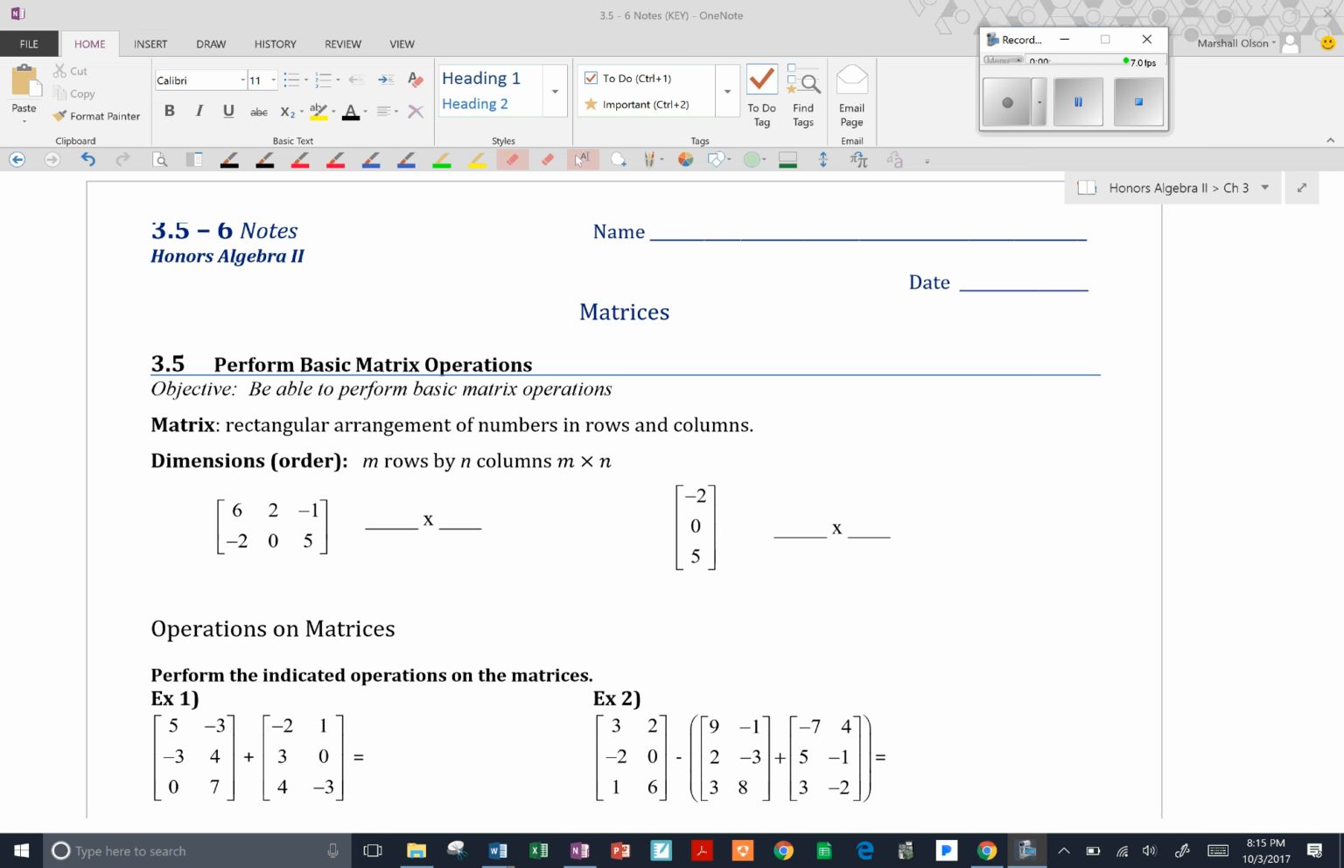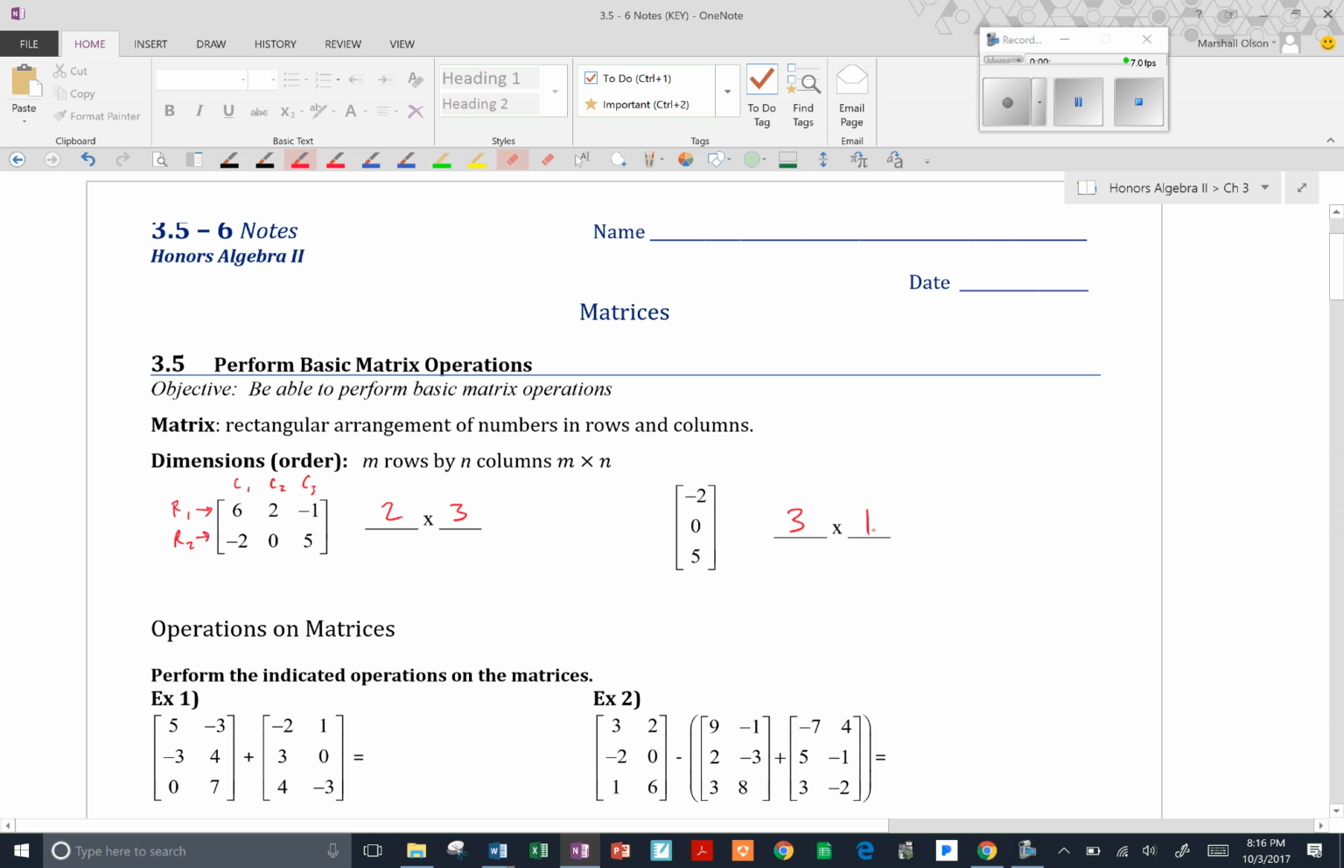We give the dimension of a matrix in that order, rows and then columns. So for example, this matrix we see here, this is row 1 and this is row 2. This is column 1, 2, and 3. So this is a 2 by 3 matrix. It has 2 rows and 3 columns. The second matrix here has 1, 2, 3 rows and only 1 column.